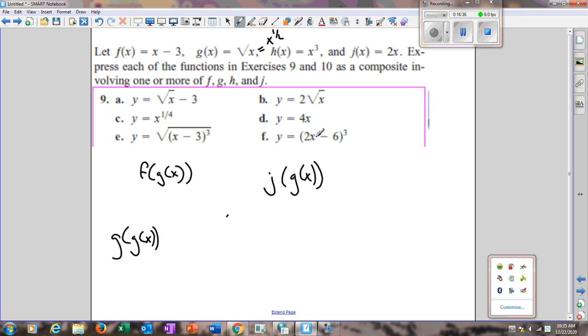Part D, same thing, except with j. This would be j of j of x. I just did 2 times 2x. Part E, I put x minus 3 into the cube, so that would give me h of f of x. And then I took the square root of it, so that would be g of h of f of x.